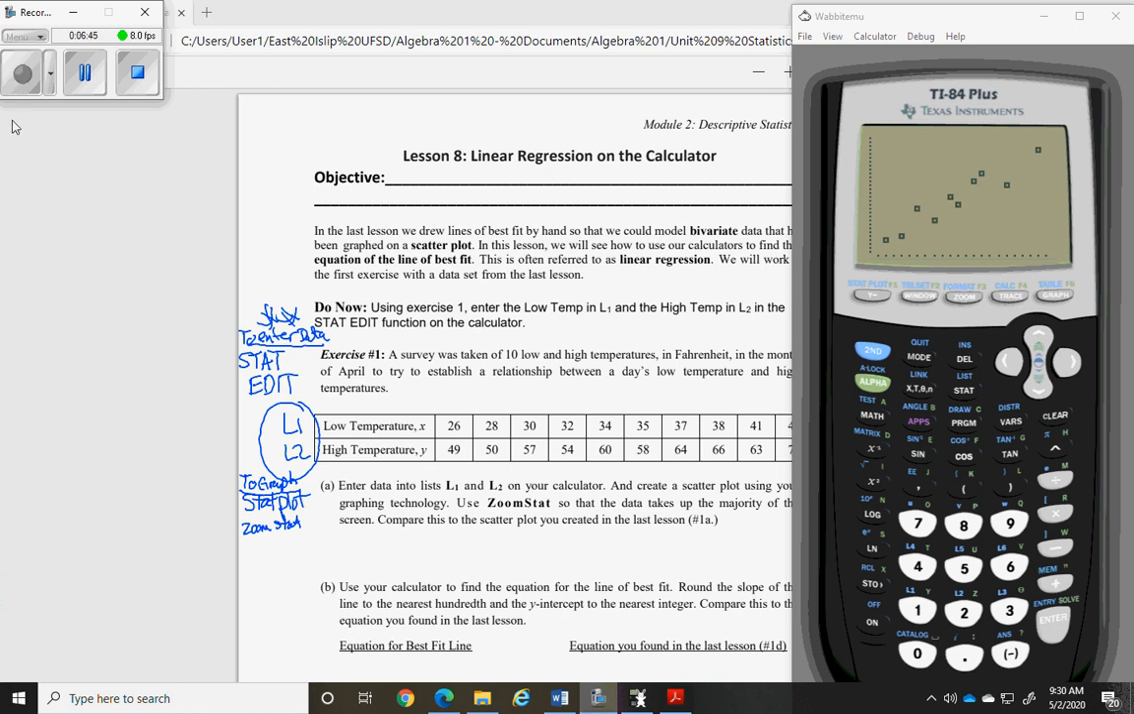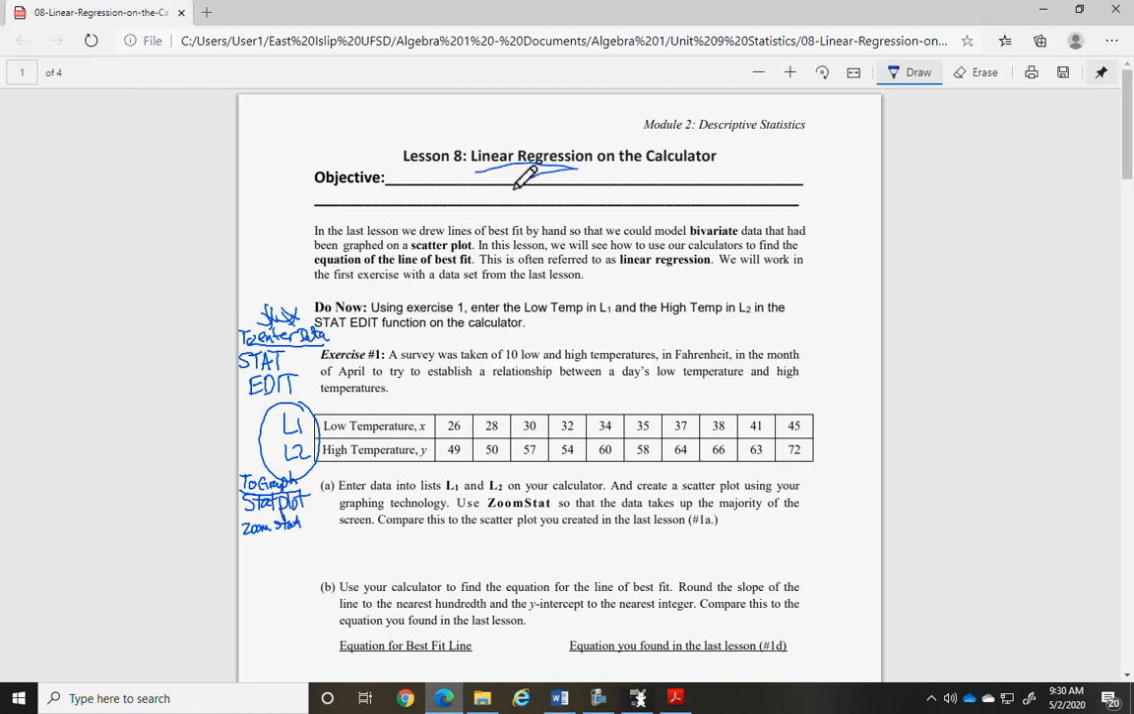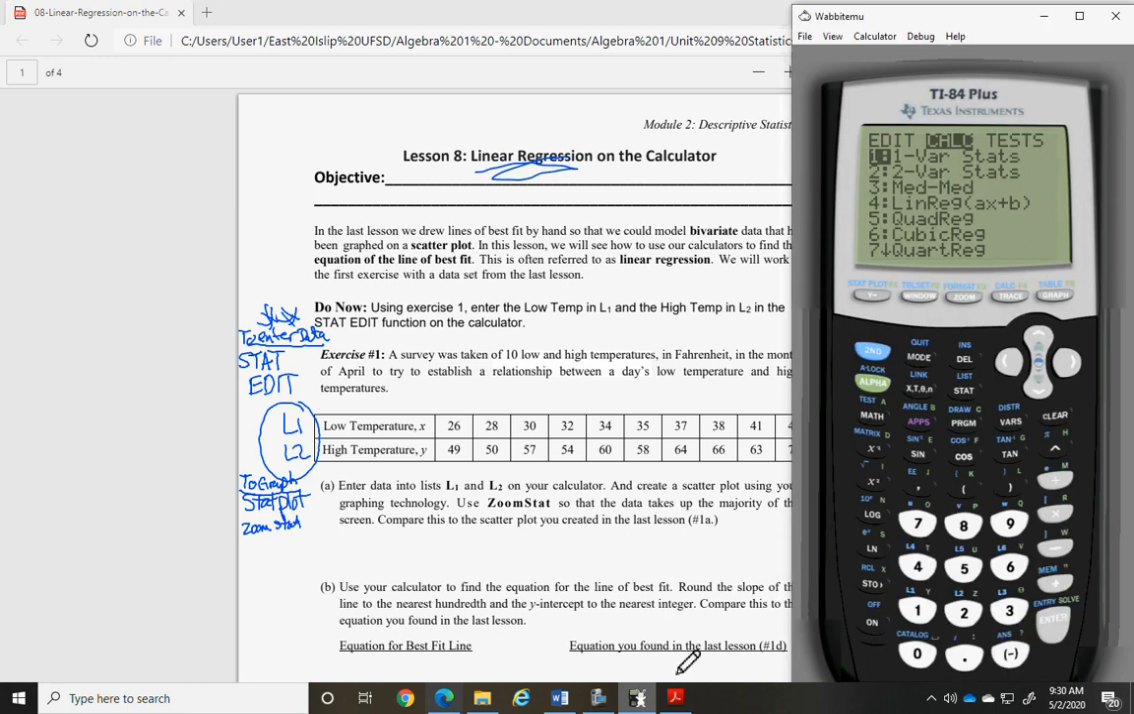So on the calculator, we're still in the statistics unit, so it makes sense to hit the stat button. When we did our line of best fit by hand, there were some calculations we had to do. So it makes sense to move over to calc. Now remember I said that this is called a linear regression. You could even see it right in the title of the unit. And take a look at number 4 here on the calculator, linreg. This is an abbreviation for linear regression.